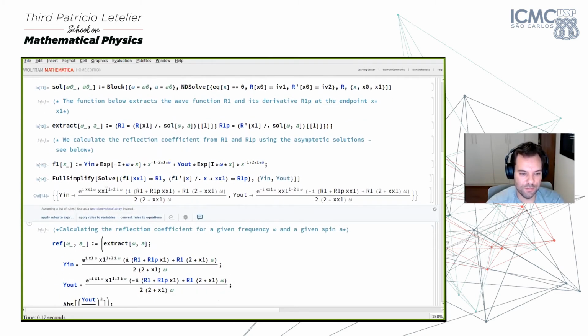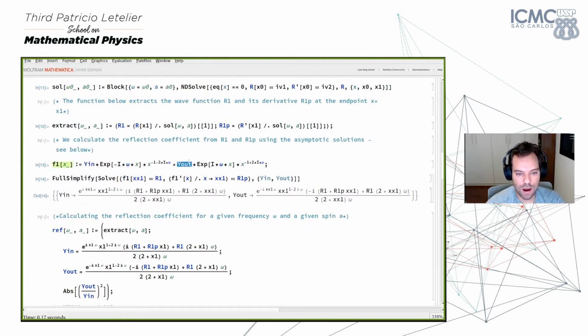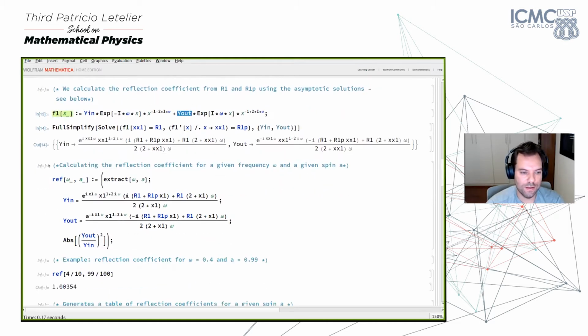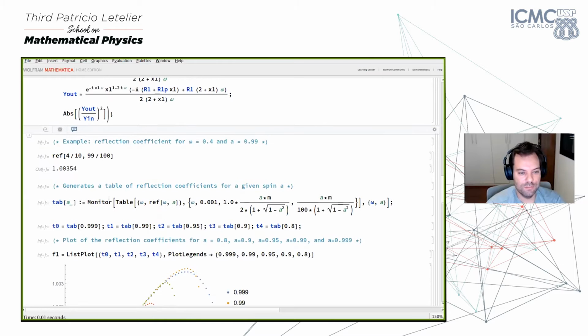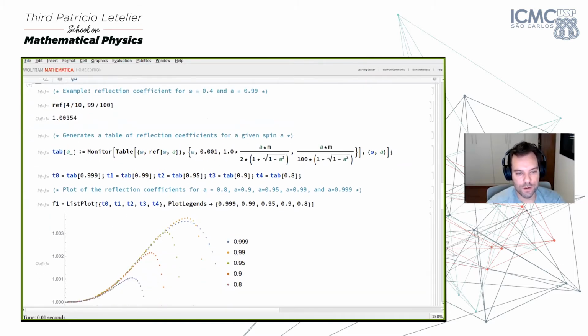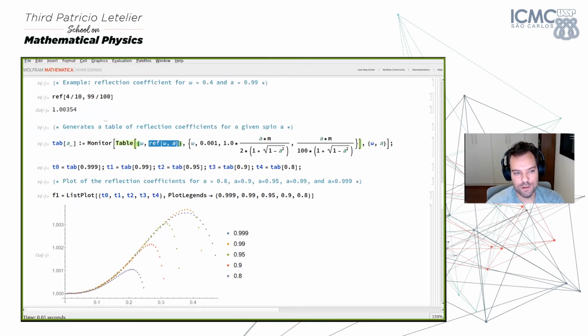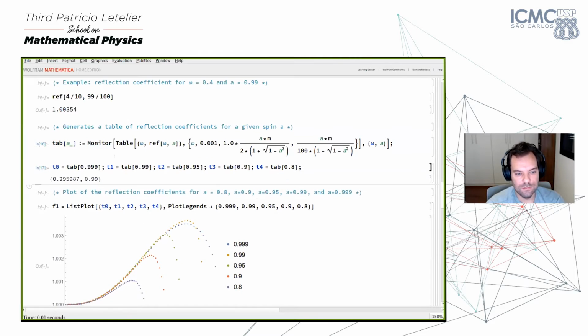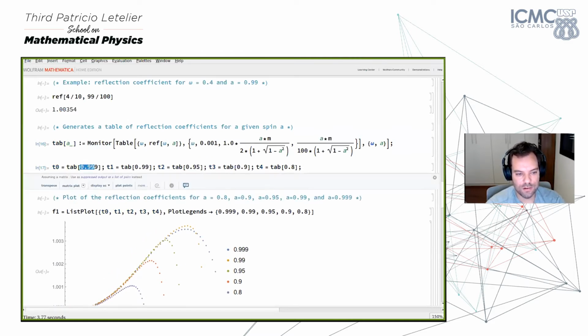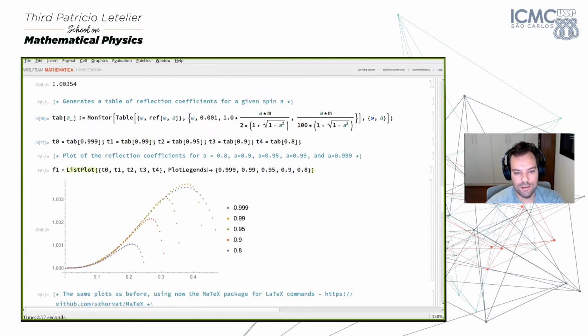So after this, we find this Y in and Y out, the amplitudes of the ingoing and the outgoing wave. And here is just the procedure to basically calculate the reflection coefficient based on the solutions of the differential equation. So here I just make a table of frequency by reflection coefficient, and you run it for different values of a here, 0.999, 0.99, and I plot everything together.